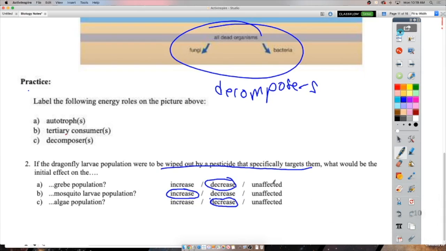This third unaffected option, that will pretty much never be the right answer to a question like this. There will always pretty much be an effect of removing an organism from a food web.